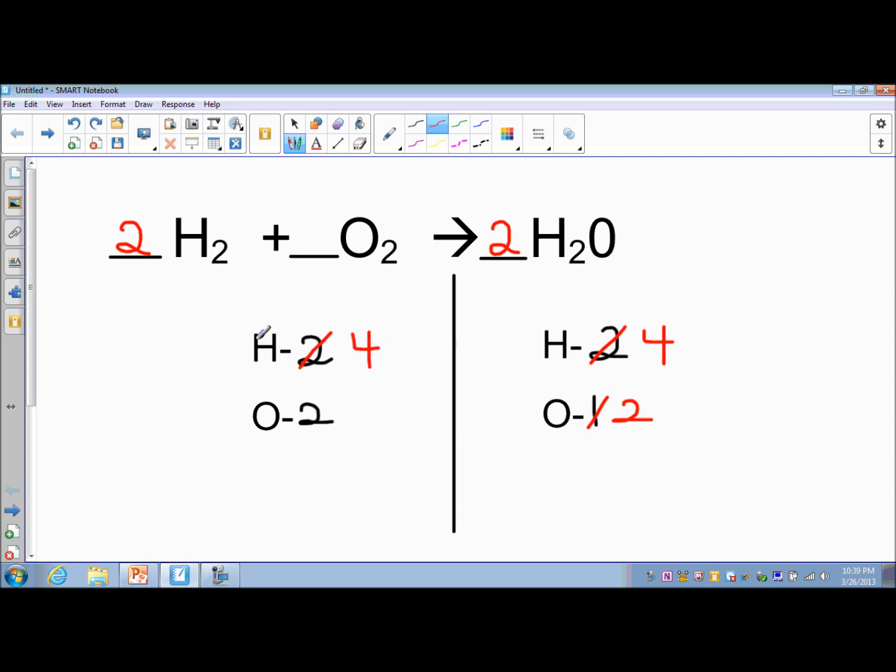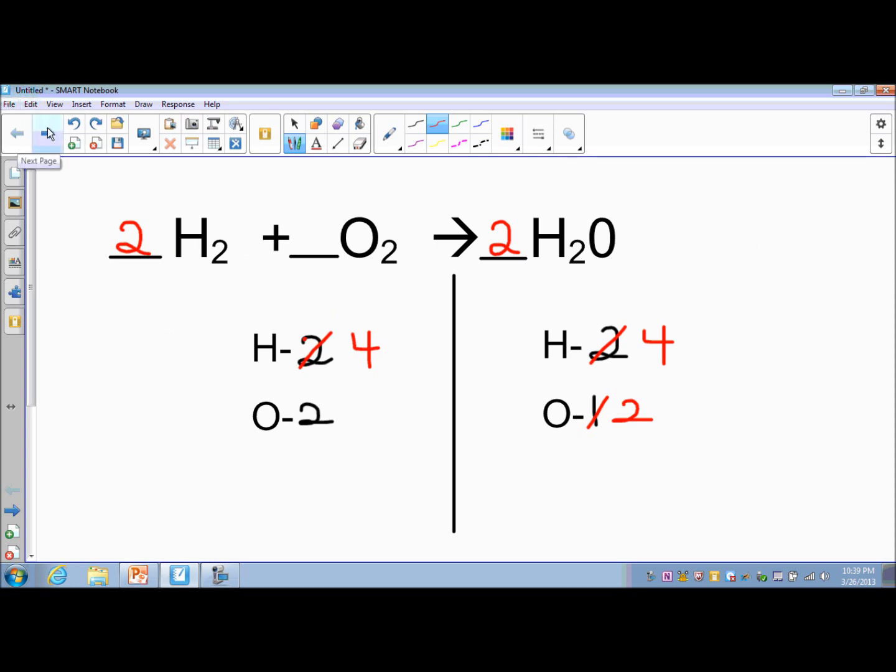Now when I compare both my reactant side with my product side, I now see that my numbers match up. So for hydrogen, I have 4 on both sides, and for oxygen, I have 2 on both sides. So I know I'm done. And this equation is complete, and I followed the law of conservation. The amount of atoms going in is the same as coming out.